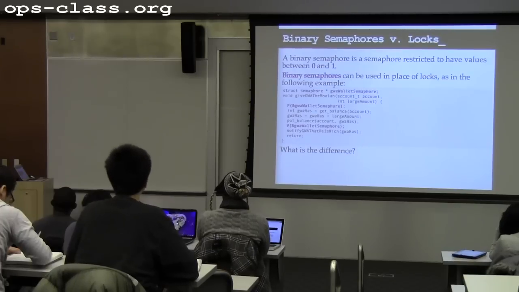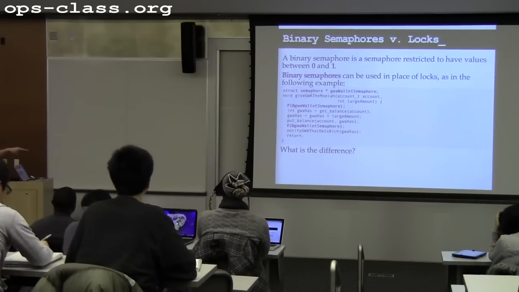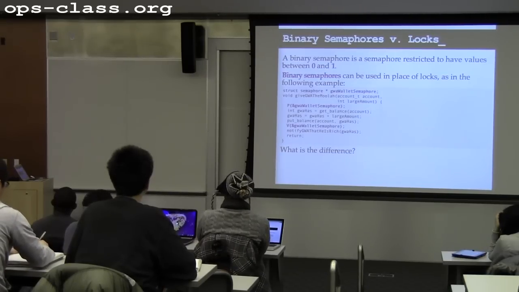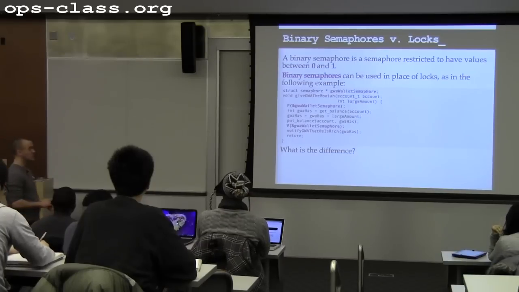The P's and V's are not matched within each thread, right? In this example, they are. We have other examples where you might use a semaphore to force another thread to wait for something, right? In fact, this might be a hint on one of the problems for assignment one. And that semaphore can be used as a signal to another thread, right?